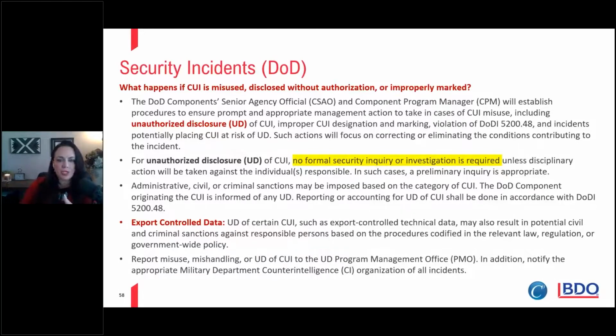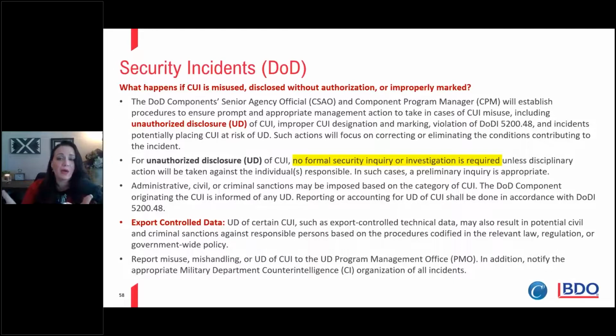Within your organization, no formal security inquiry or investigation is required unless you need to take disciplinary action. Some of the disciplinary action you may take with relation to basic CUI might be enforcing cybersecurity training and CUI training for that personnel. Where more administrative, civil, and criminal actions start to impose is when you get into the export control data like ITAR.